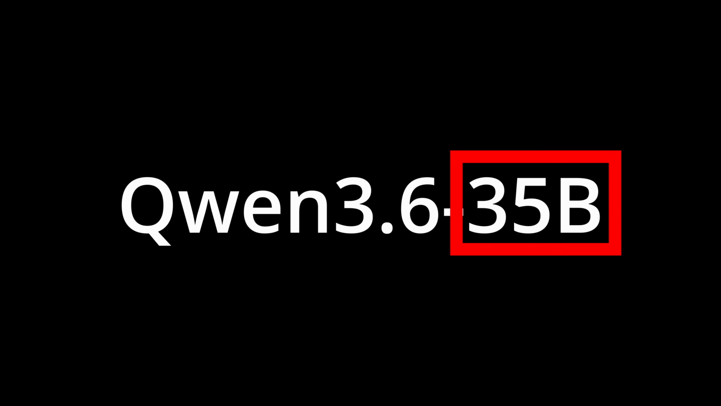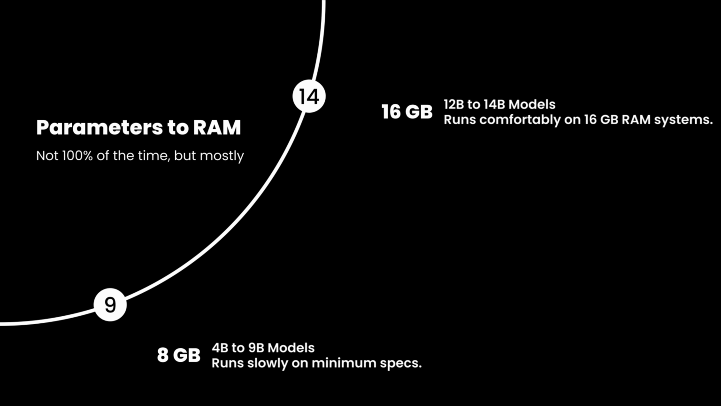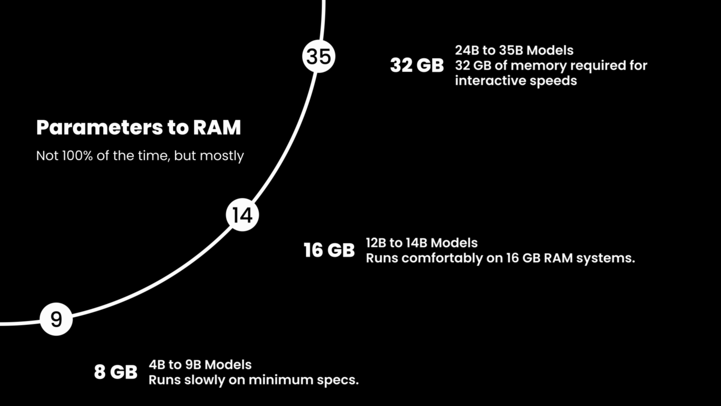When you're looking at a model, you'll notice this pattern in the name, a number followed by a capital B. This has to do with the data the model was trained on. Typically, the larger the number, the more RAM required. Here is a rough guide for matching parameters to RAM.